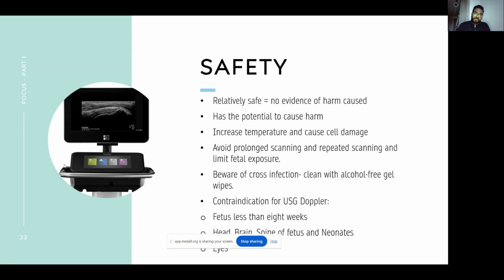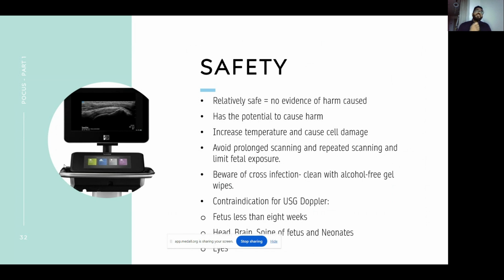And in order to reduce harm, you should try to avoid prolonged scanning of the same place of the patient, or repetitive scanning, or especially in fetuses, because they are more fragile, limit the scanning exposure in fetuses.